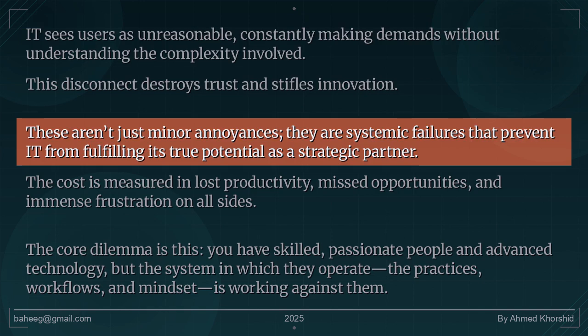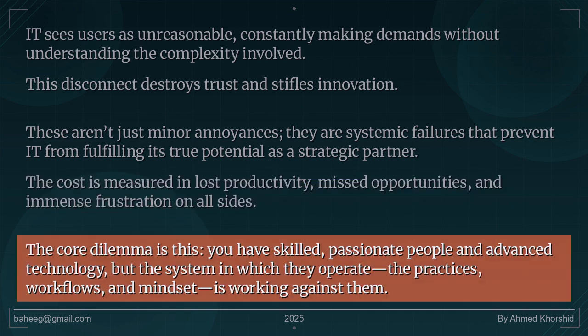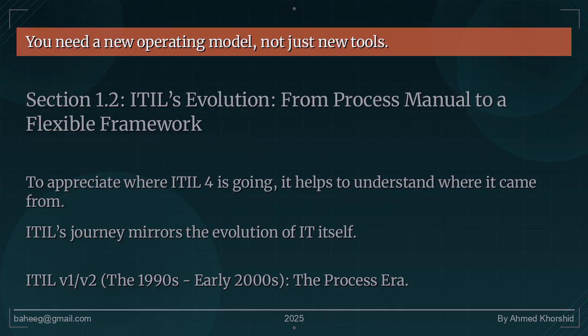These aren't just minor annoyances, they are systemic failures that prevent IT from fulfilling its true potential as a strategic partner. The cost is measured in lost productivity, missed opportunities, and immense frustration on all sides. The core dilemma is this: you have skilled, passionate people and advanced technology, but the system in which they operate, the practices, workflows, and mindset, is working against them. You need a new operating model, not just new tools.